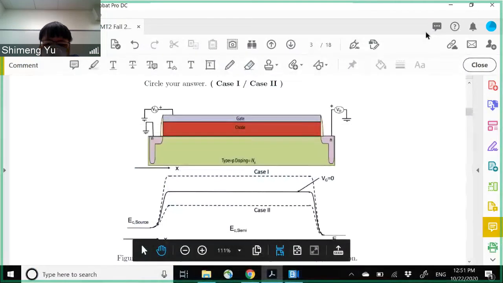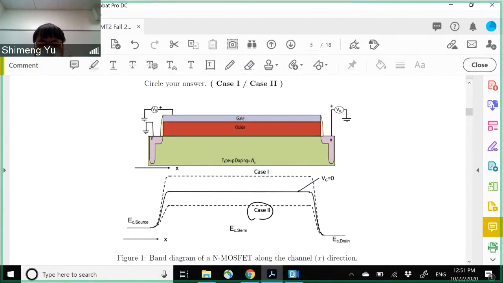Case 2, because we talked about it before, right? When you apply a positive voltage on the energy band, it's going to push down the band edge. This is EC, the conduction band edge.